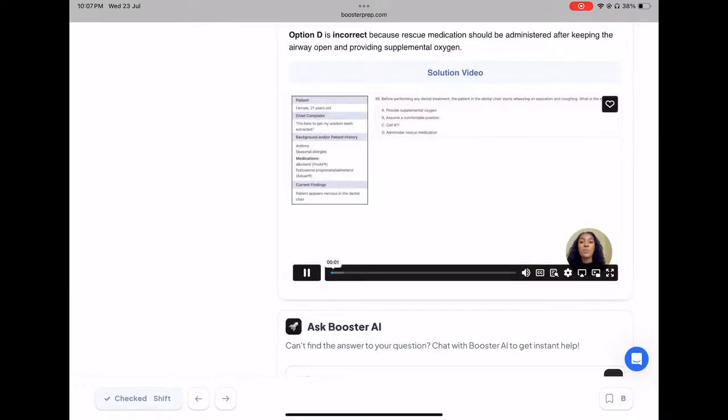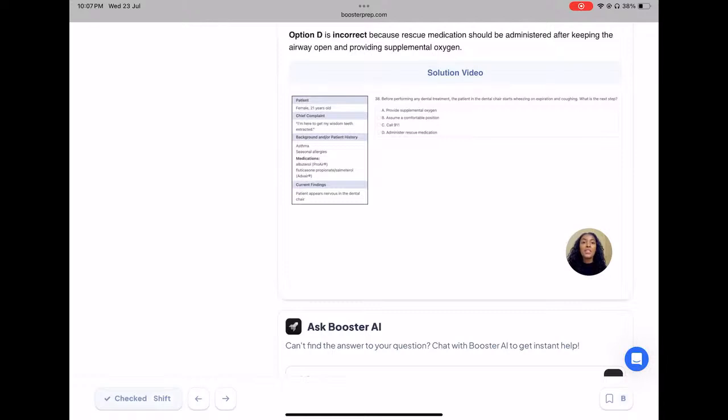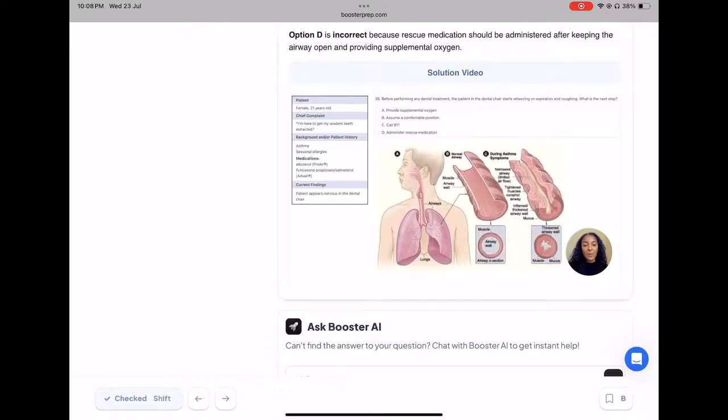Question 38 reads, before performing any dental treatment, the patient in the dental chair starts wheezing on expiration and coughing. What is the next step? So this patient has asthma. We see this in their patient box, meaning this is a chronic inflammatory disease in the airways. So patients who have asthma have episodes of acute airway obstruction and airway reactivity to different stimuli. So this patient is having an episode because they're wheezing and coughing.